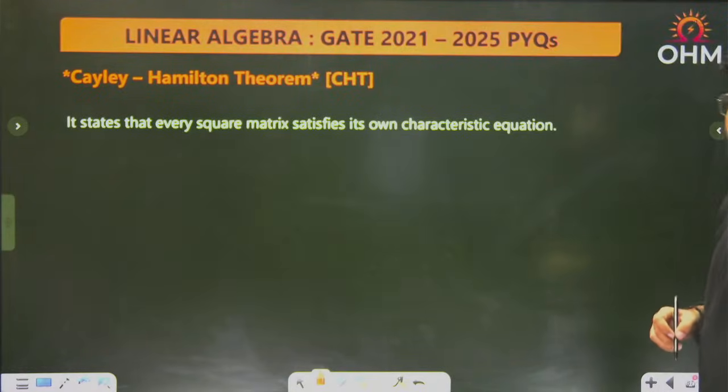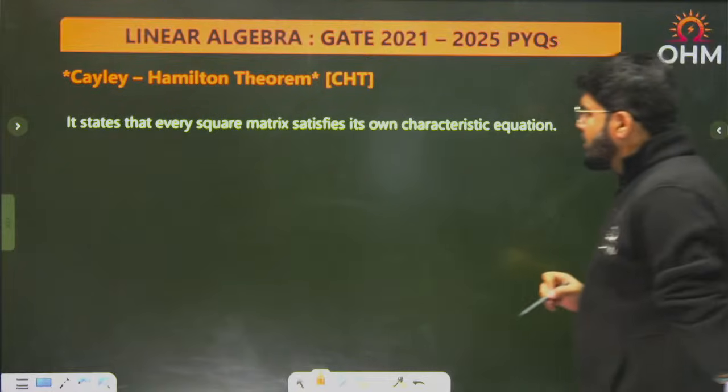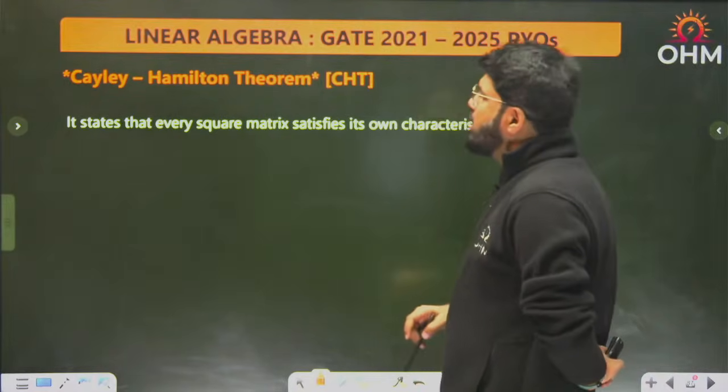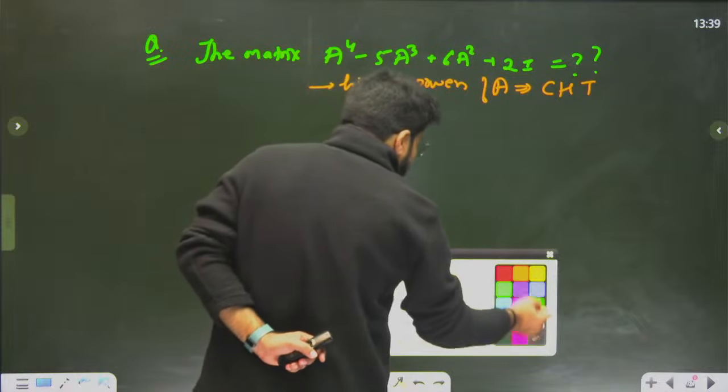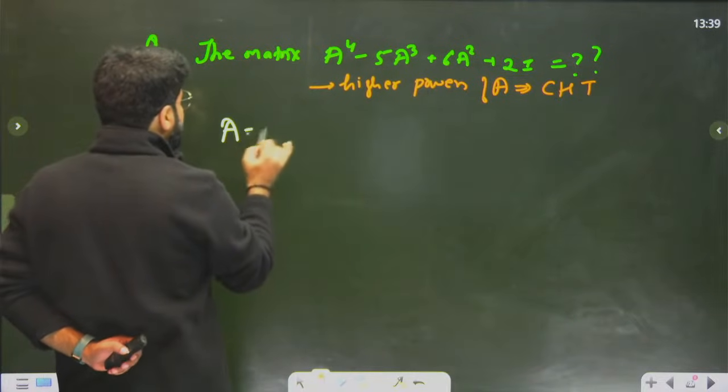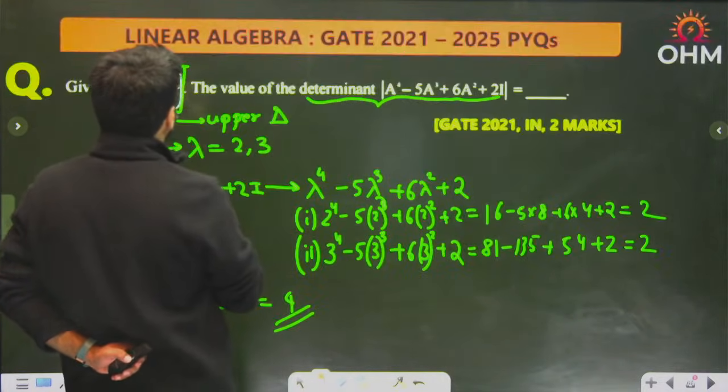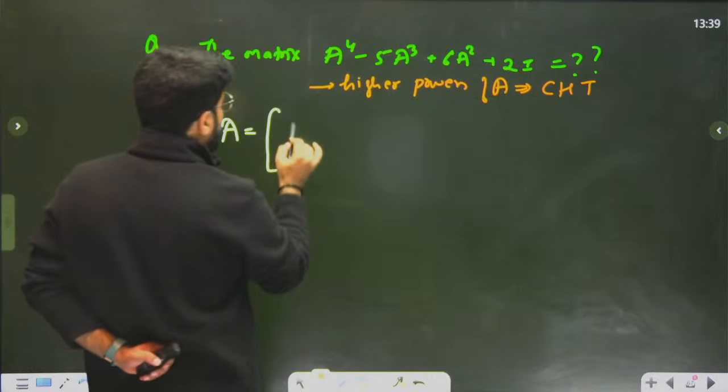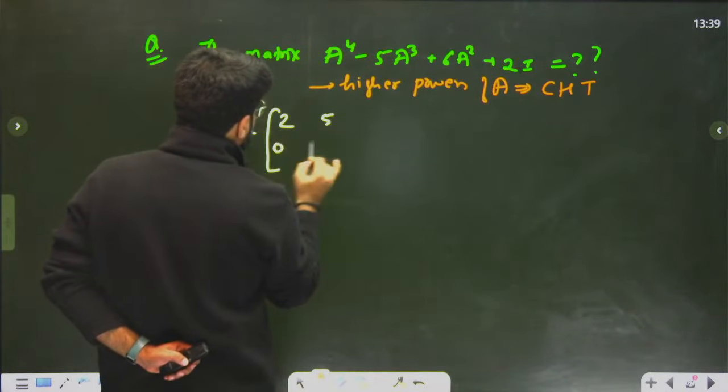Every square matrix satisfies its own characteristic equation. Okay, so I'll come back here. What is the matrix A given in the question? The matrix A was [2, 5; 0, 3]. This was 2 and 5 and 0 and 3.